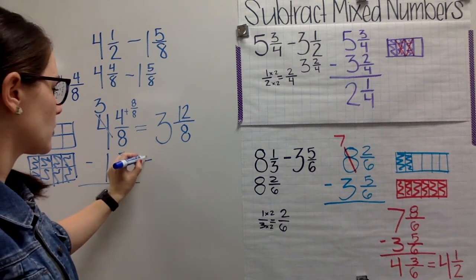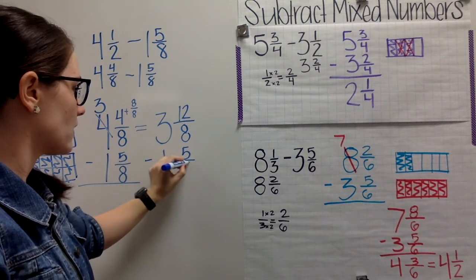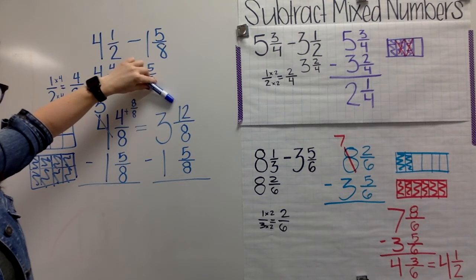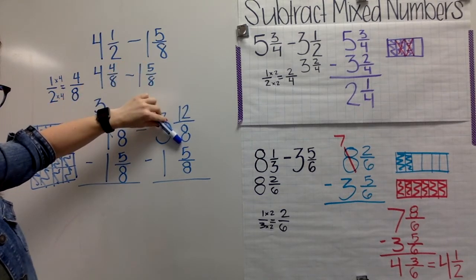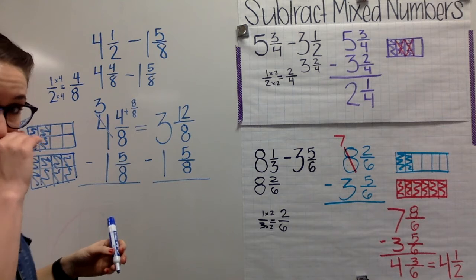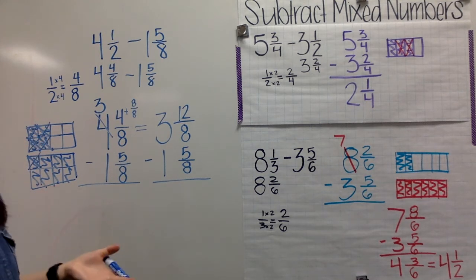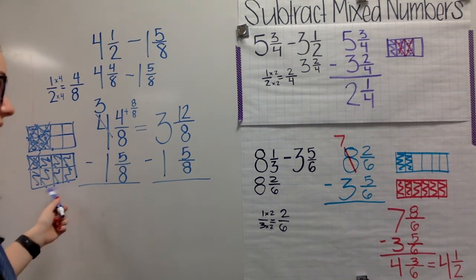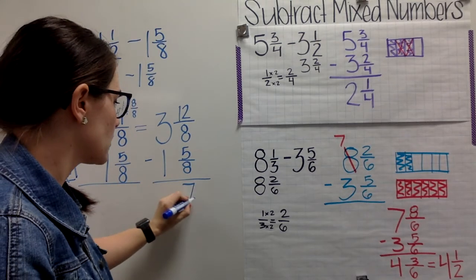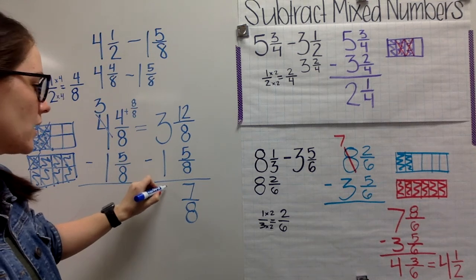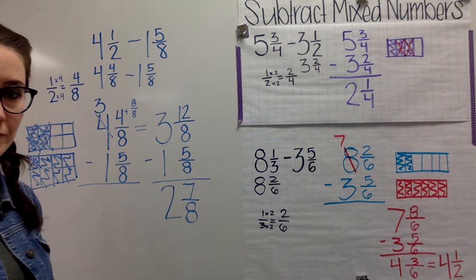And now I want to subtract 1 and 5/8. And because our fraction on the top is greater than our fraction on the bottom, now we can subtract and take away. So I want to take away 5/8. So 1, 2, 3, 4, 5. Well, what do I have left? I have 7/8 left. So here I have 7/8, and 3 take away 1 is 2.